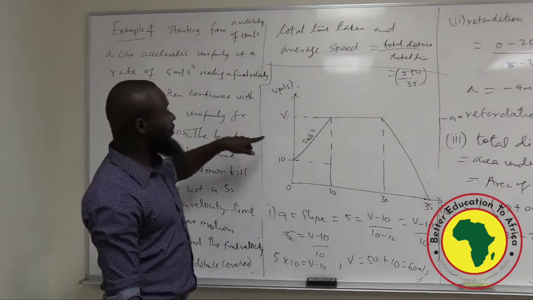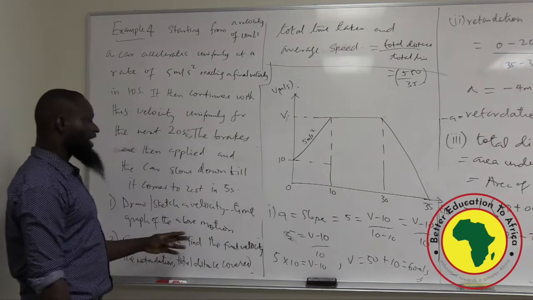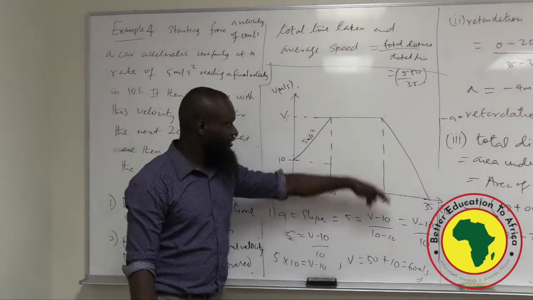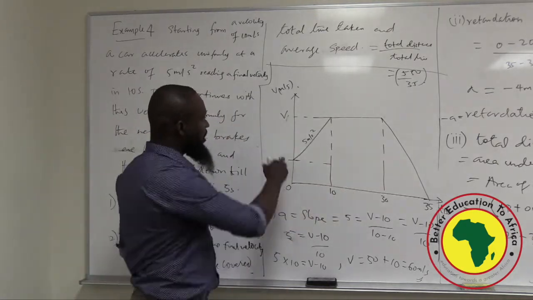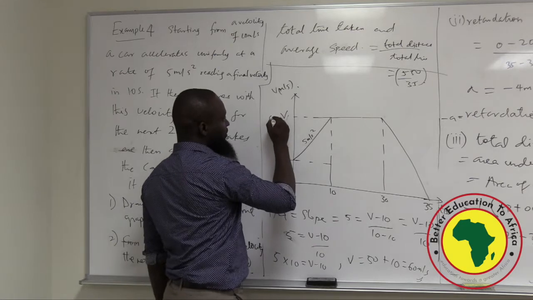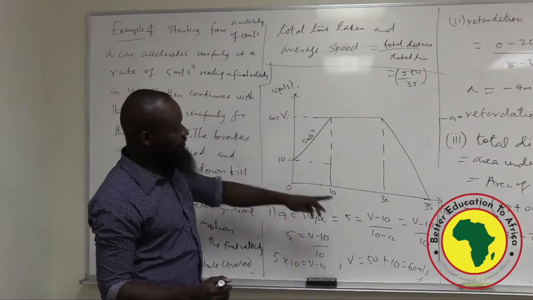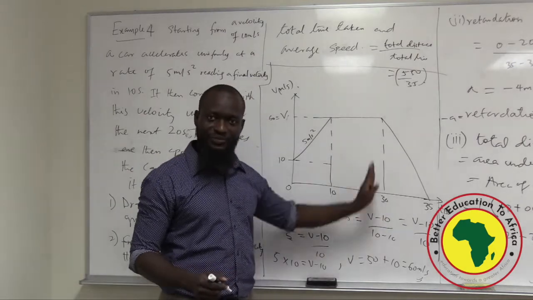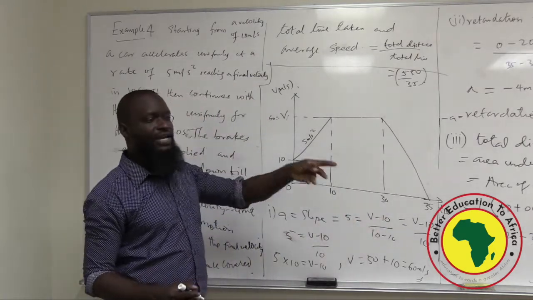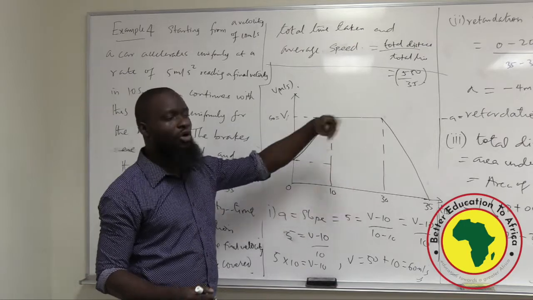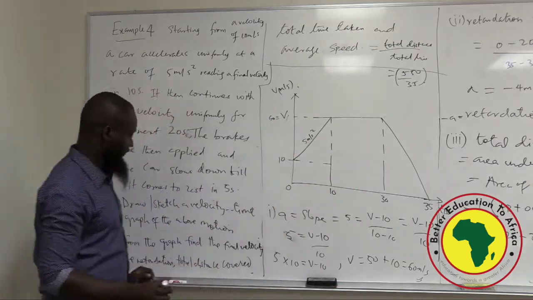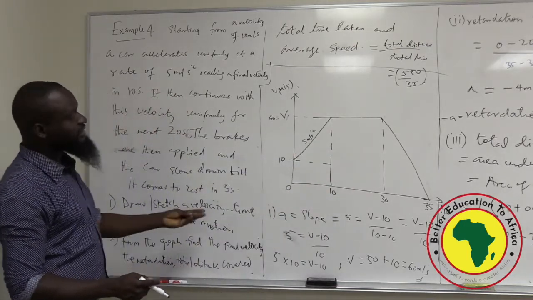Now, the next question is the retardation. The retardation is the same, the change from here, but now our v is 60. So our retardation is going to be 0 minus 60 over 35 minus 30, the slope. But we're going to get a negative number, which we can make positive for retardation, or call it negative acceleration and leave it negative. Total distance covered is the area.